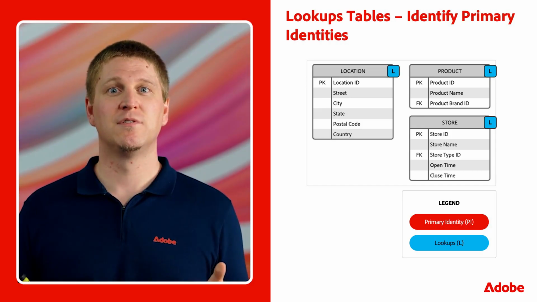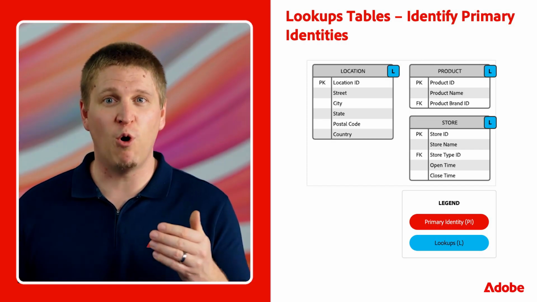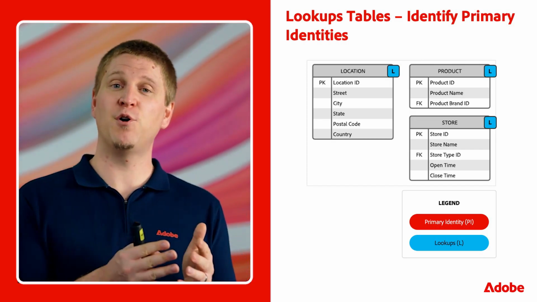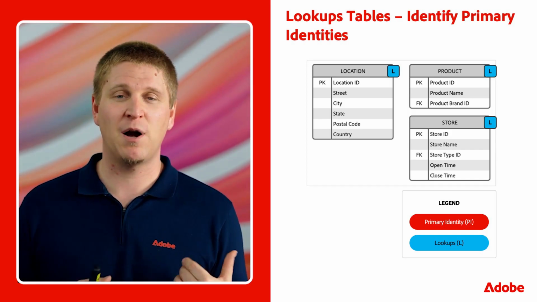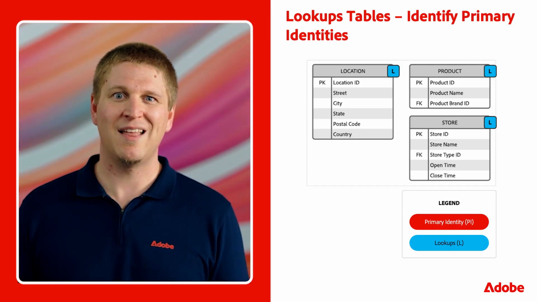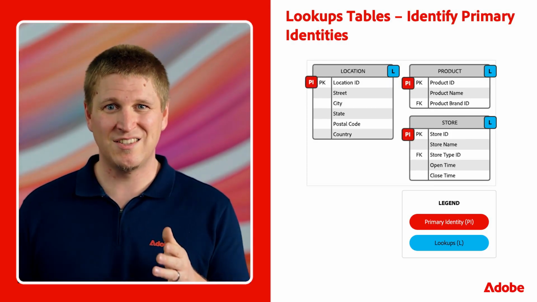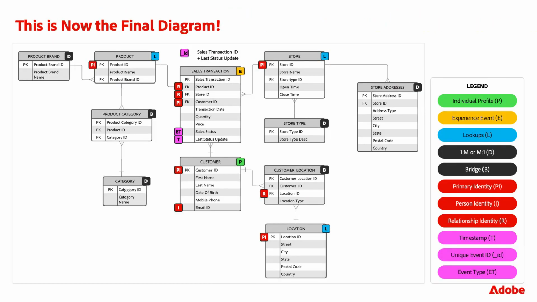Last is the lookup tables. And thank heavens, those are the easiest ones to identify things for because you only are required to find the primary identity. Remember, if you want to load data to the profile, it always requires a primary identity. And with lookup tables, finding the primary identity is as simple as finding the primary key of the table. That's always the primary identity. And therefore, if we look at all three lookup tables, I can simply mark the PI wherever I see the PK.